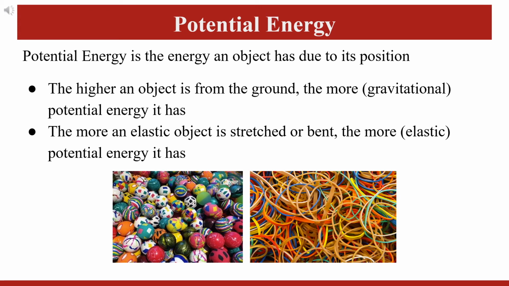An example of gravitational potential energy can be seen in a bouncy ball. The higher you hold the bouncy ball above the ground, the more gravitational potential energy it has. And you can see this when you release the bouncy ball, it will bounce more the higher you held it from the ground before you released it. And for elastic potential energy, an example is a rubber band. The more you stretch the rubber band, the more elastic potential energy it has. And you can see this by the more you stretch it, the farther it'll fly once you release it.